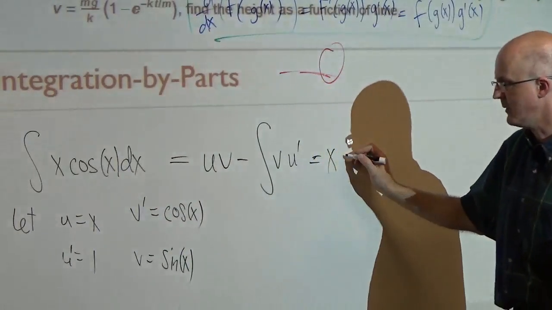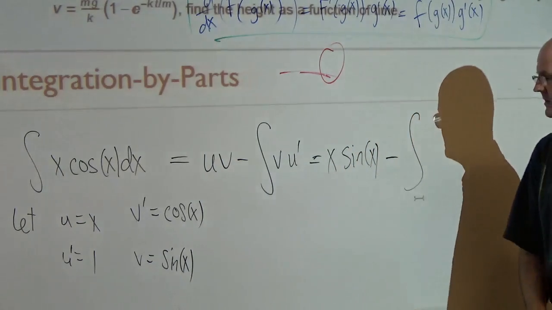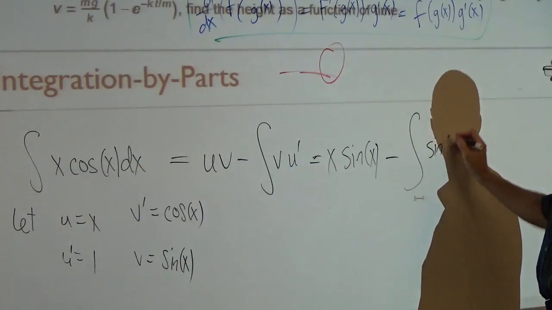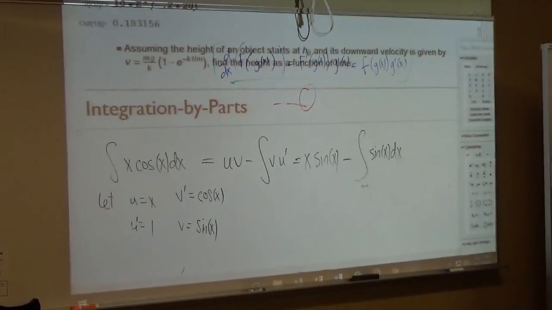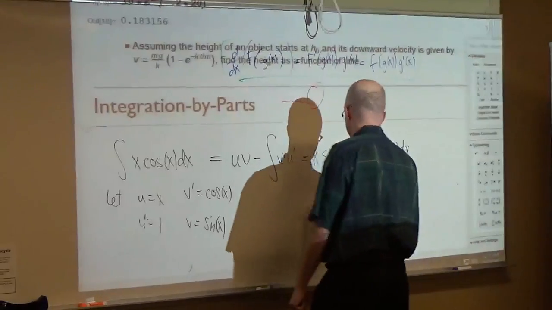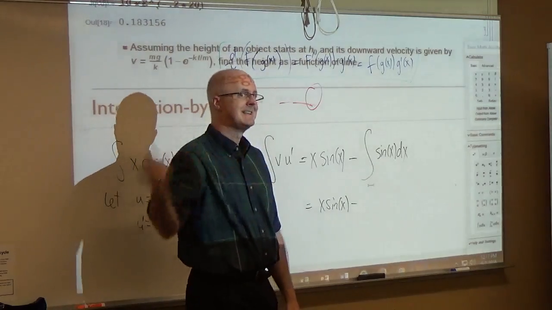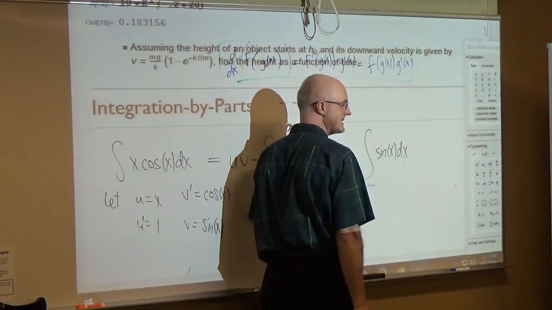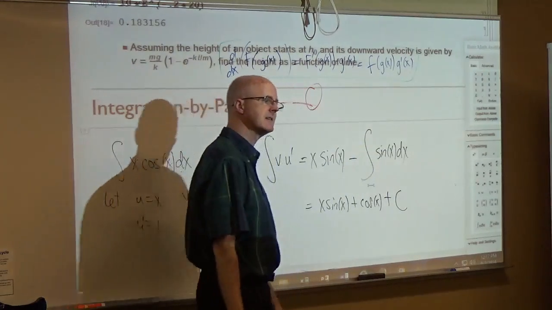What's u and v? u is x, v is sine x, so I get x times sine x, minus the integral of v times u prime, sine x times 1. We aren't done yet, there's still an integral there, but it's an easier integral to do. Just do it like that, we're almost done. x sine x minus the integral of sine, which is negative cosine. So we get minus a minus, which is really a plus. Now tack on your plus c at the end.